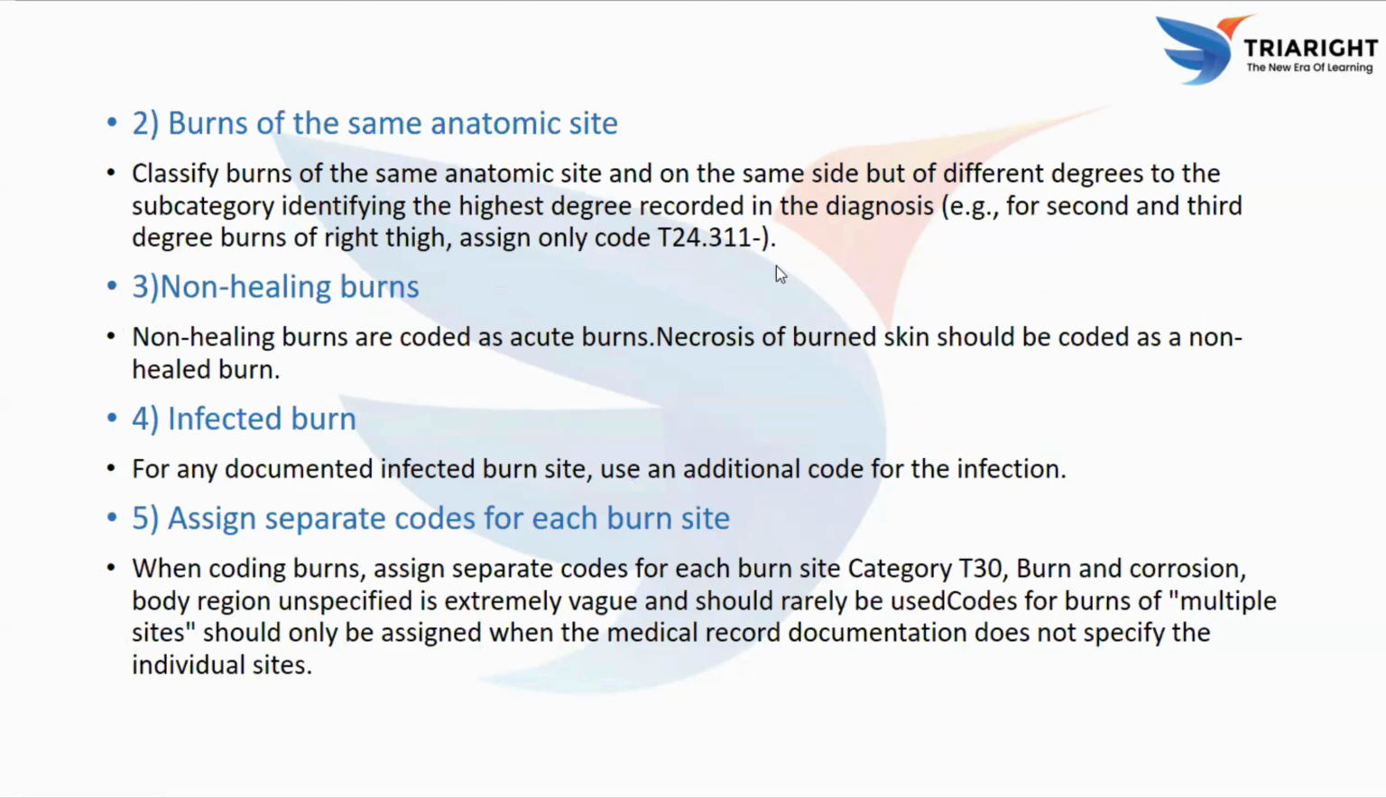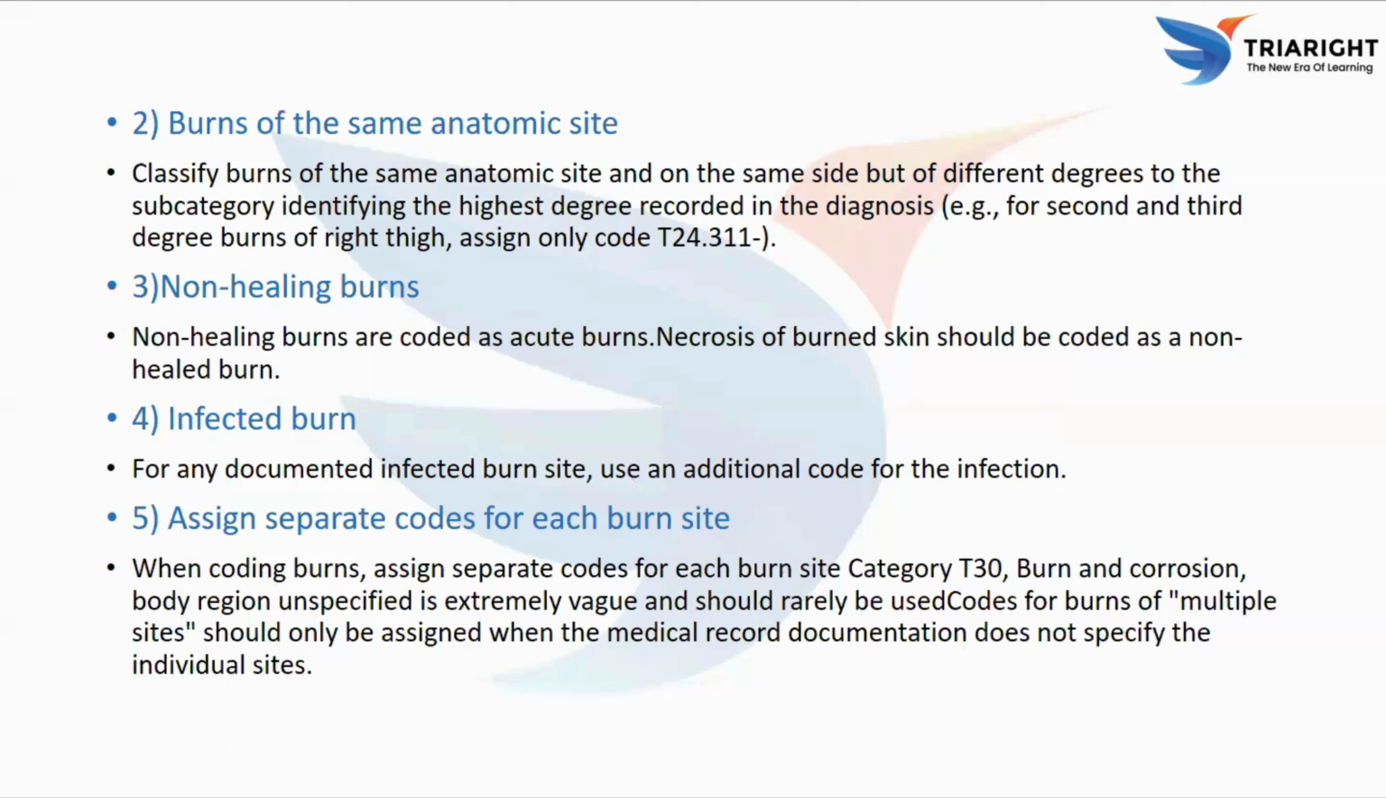Actually, when burns occur, they occur at the same anatomic site on the same side of the body, but they are of different degrees. So you have to code only the highest degree burn. Why? Because the highest degree represents the maximum tissue damage. So lower degree burns are included and not coded separately. So here is an example.